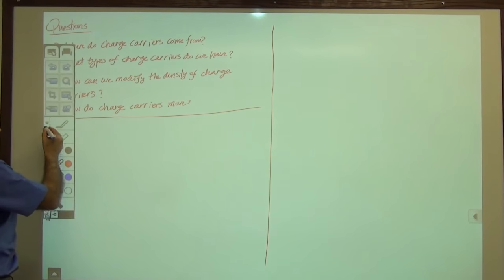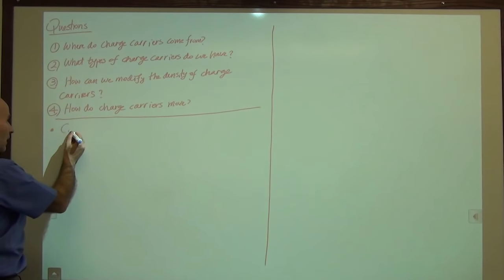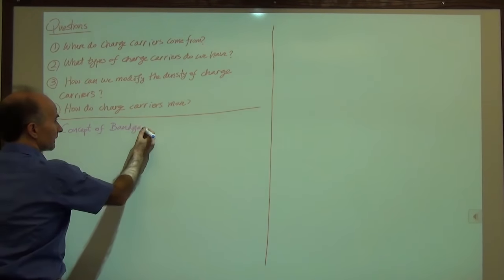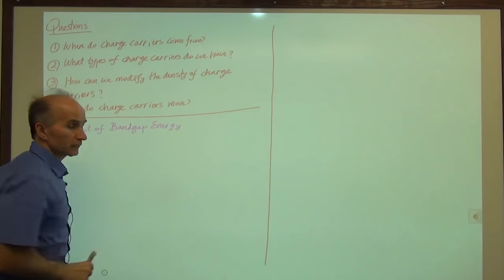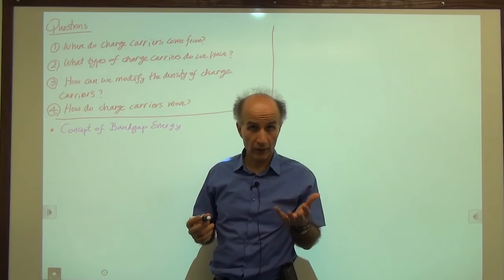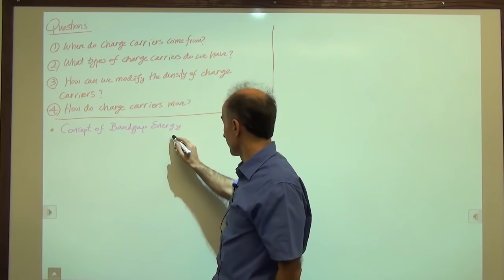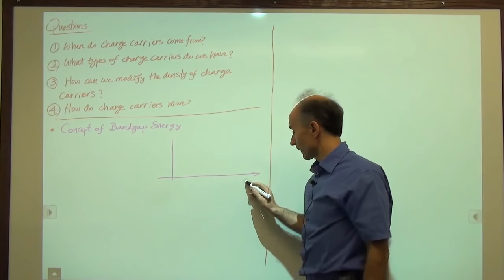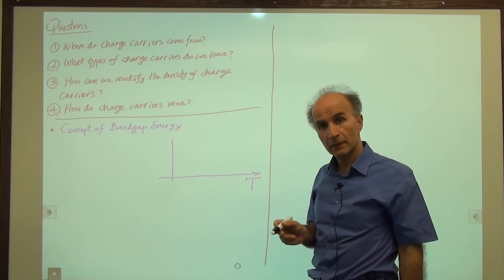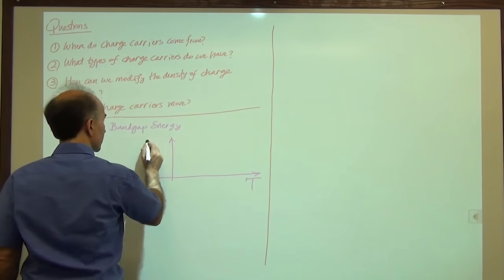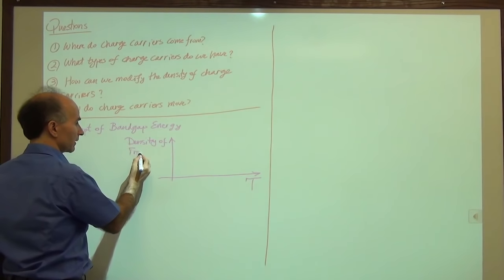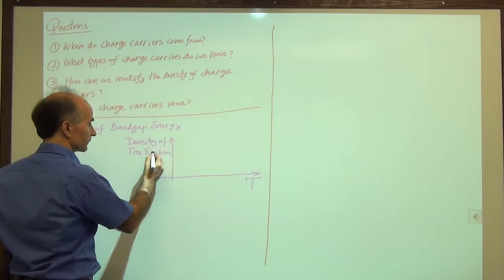So this is what we call the concept of band gap energy. Now, along the lines of what we just discussed about a piece of silicon and some free electrons that we can find there, here's what we would expect. Let's try to plot as a function of absolute temperature the density of free electrons in silicon. Just very qualitatively. So this is density of free electrons in silicon.